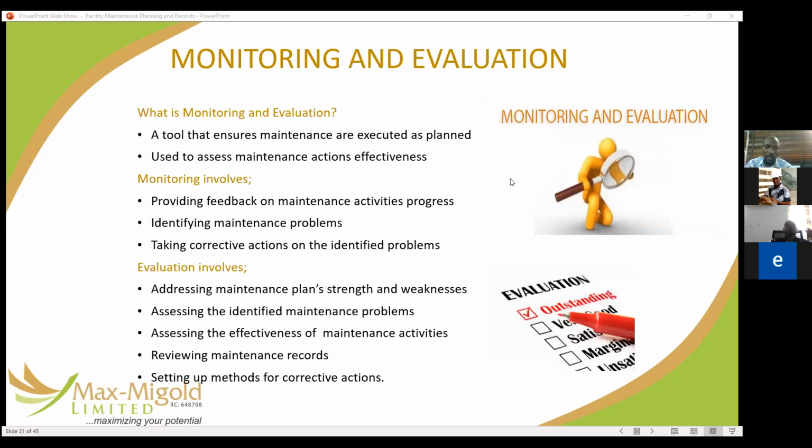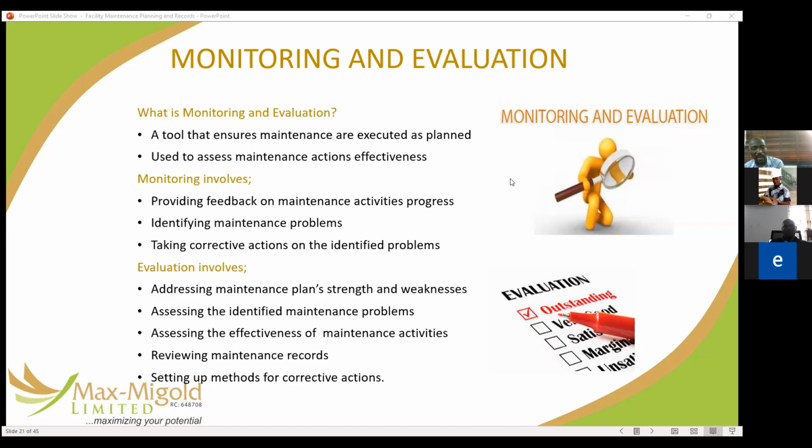So monitoring and evaluation. When you are carrying out maintenance activity, you need to monitor. And why do you need to monitor? Monitoring is a tool that ensures maintenance is executed as planned. So you monitor and ensure that, okay, where they're supposed to loosen the bolt first, they don't start by carrying a sledgehammer to hit that bolt. It is used to assess maintenance actions effectively. Does that maintenance action perform effectively, yes or no?